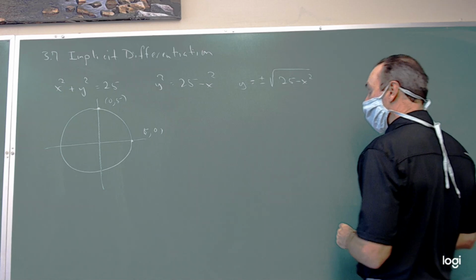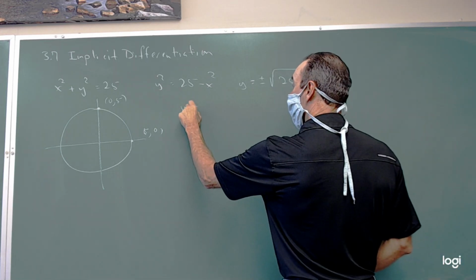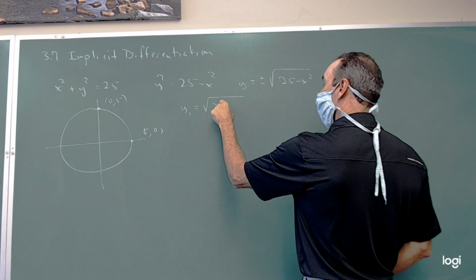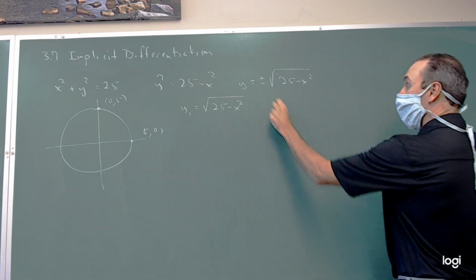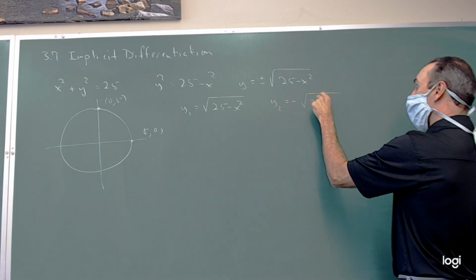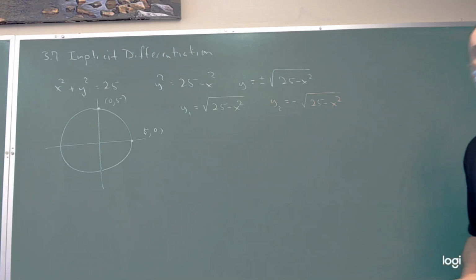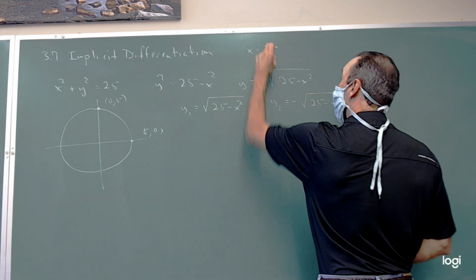So I can think of this now as two separate functions. So we can say one function is going to be the square root of 25 minus x squared. That's the positive part. And the other one, we can think of a second one as being the negative square root of 25 minus x squared. So what we're going to do is take the derivative of each of those and evaluate it at x equals 3.